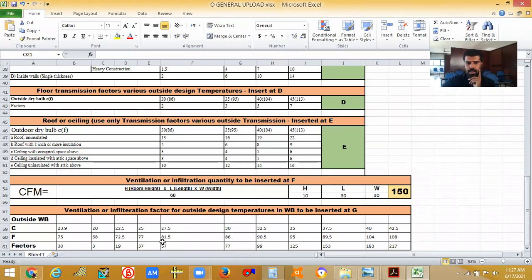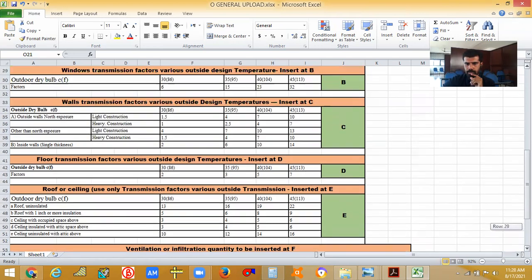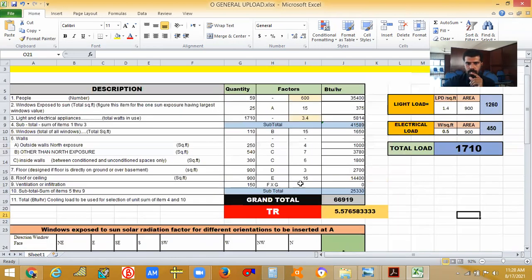And what is the factor? 57. 57 is my G factor. So I have to insert at G this 57. Okay. 82 degree Fahrenheit, my factor is 57. So I'm going to insert 57.